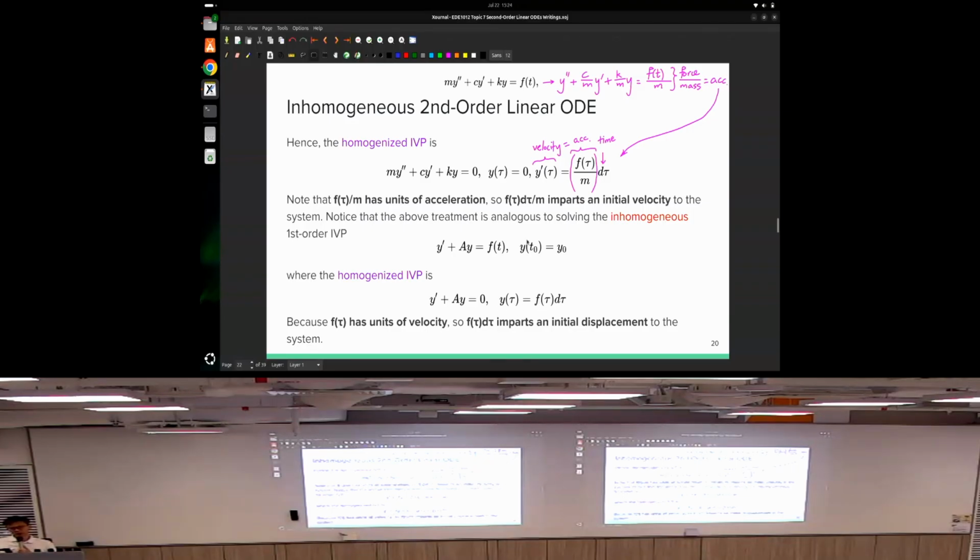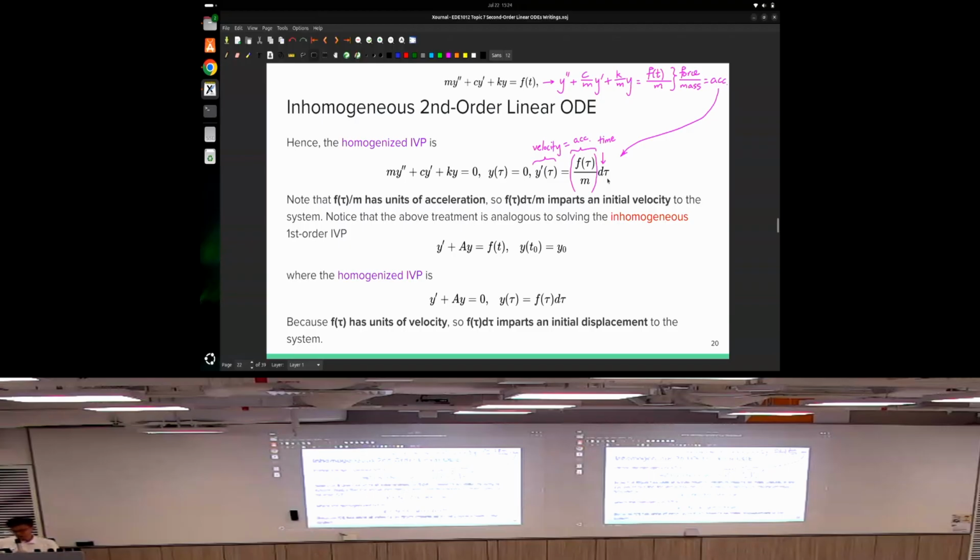Originally you were trying to solve the first order ODE last time, right? And then the homogenized IVP is just removing the f of t. Then after that, put the f of tau d tau at the initial condition. The same thing occurs here. Any questions with the Duhamel's approach?